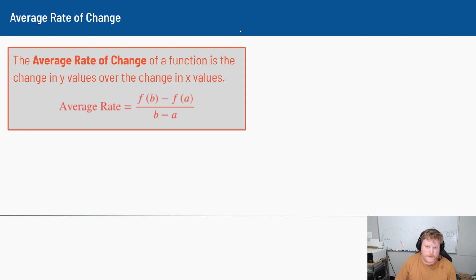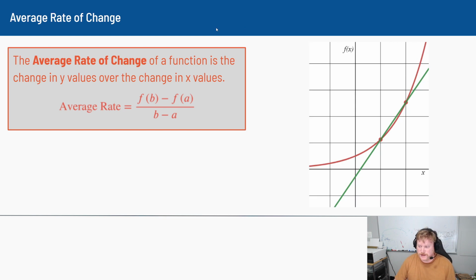So for instance, in this example, you can see we have a function in red, and in green is the line that connects 2 points. We'll call those points A and B, or x values of A and B. The difference between those x values is some change in x, delta x. F of A and F of B are y values, and the difference between them is the change in y. The slope of the green line is just the change in y over the change in x, and we call this the average rate of change of f from A to B.